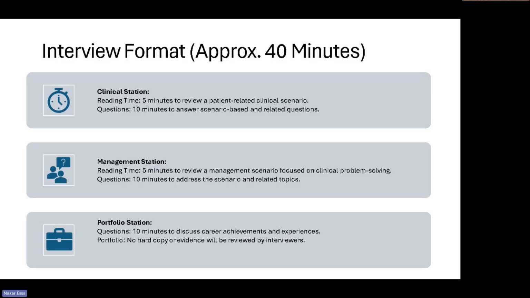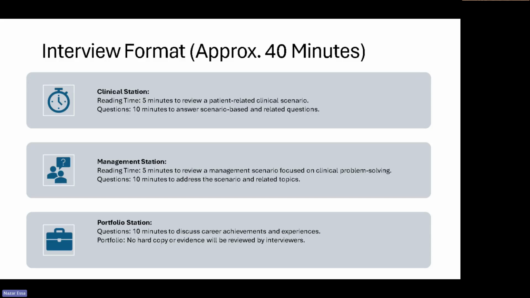The initial first 5 minutes will be reading time, where you will see the clinical scenario on the screen. And then after 5 minutes, you will start answering your clinical scenario straight away. And the same will be for the management station, 5 minutes to read and 10 minutes to answer. And this is definitely better than before.